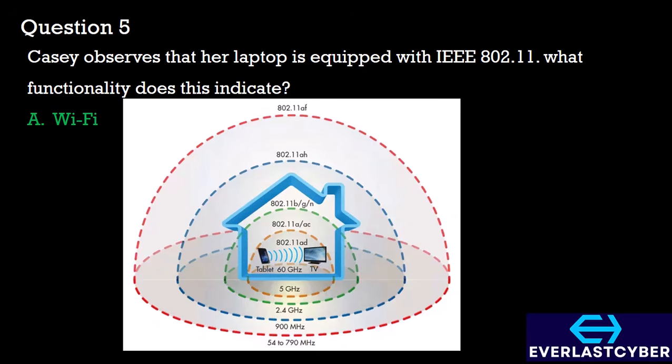For the other options, internet will be incorrect because the IEEE refers specifically to the wireless networking standard and not to the internet itself. Bluetooth for option C will also not be correct because it is governed by a different set of standards, while NFC operates under different standards, which is the ISO/IEC 18092, and it is usually used for close-range communication between devices.